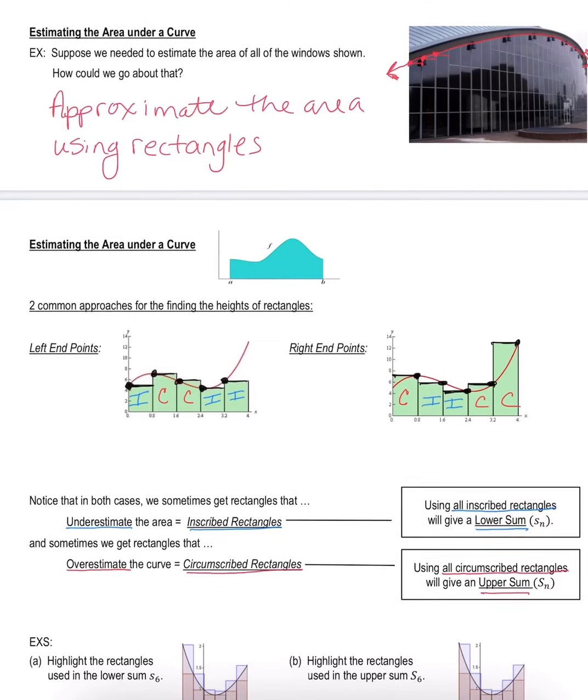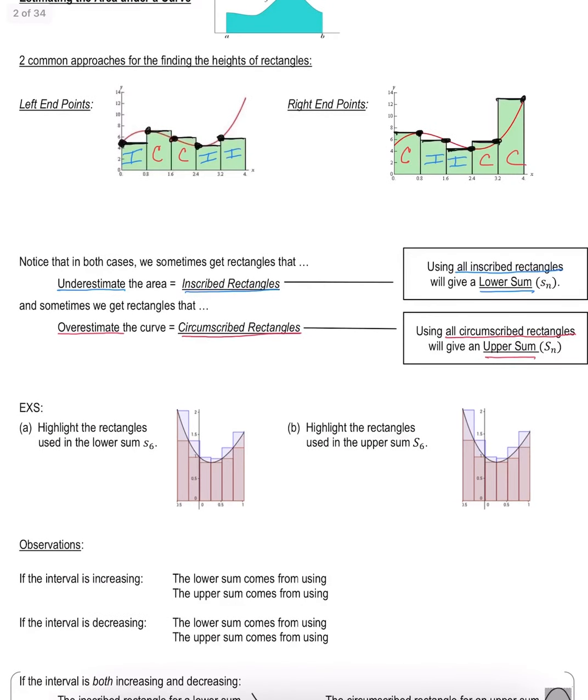All right, so let's take a look at the pictures that you see here, and let's highlight the rectangles that are used in the lower sum and the ones that are used in the upper sum. In this case, it's a parabola-ish type of shape. It looks like I have 6 rectangles all together. And so the lower sum in this case is going to be the ones that are inscribed or give us too little area. So here are my inscribed rectangles. On the first two, notice it is the right endpoint that's giving us the inscribed. But that doesn't stay.